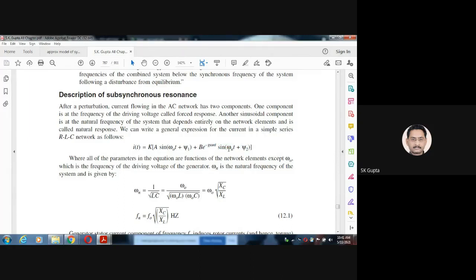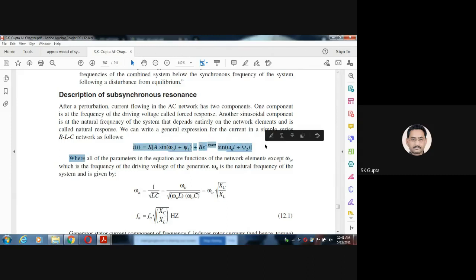Where this omega n is the natural frequency. This natural frequency depends upon the parameter components of the network, that is, depending upon L and C. In any network there will be L and also C. So depending upon the value of L and C, that is 1 by under root LC, this natural component will be there. There will be two components. This is the force component, that is called the steady state current. This is the natural component of current, which is because of the disturbance in the system. So the total current will be this.